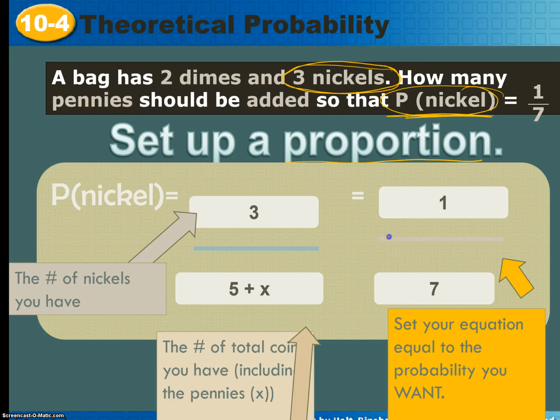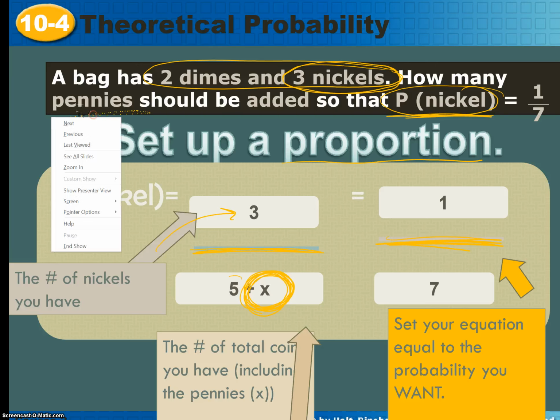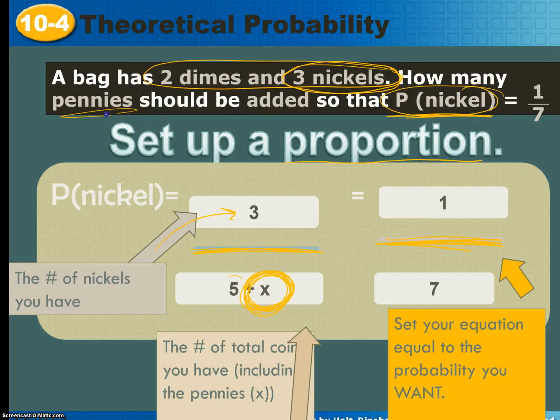And how did I get this? Well, I want it to be equal to 1/7, so I put 1/7 on the right side. I have 3 nickels, so I put the 3 up top. I have 5 coins already because 2 plus 3 is 5, and then I'm going to add some more. I don't know how many, so I put a variable x to represent the number of pennies that I'm adding. Notice that I'm not adding nickels, I'm adding another coin. It's not going to affect my numerator, just my denominator. It's going to affect my total. So now I have a proportion.